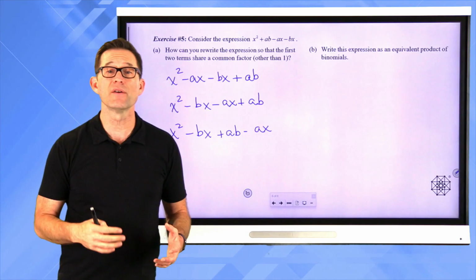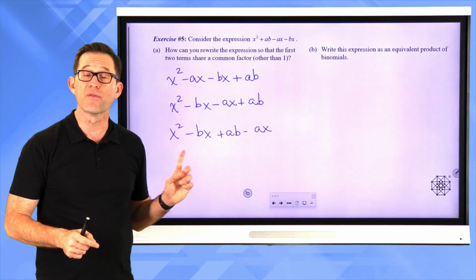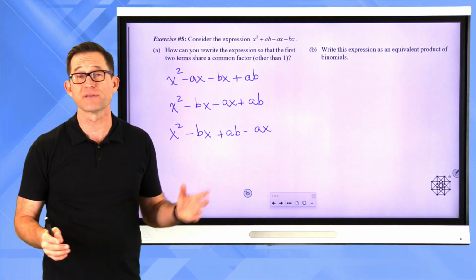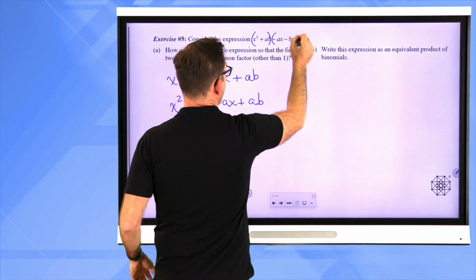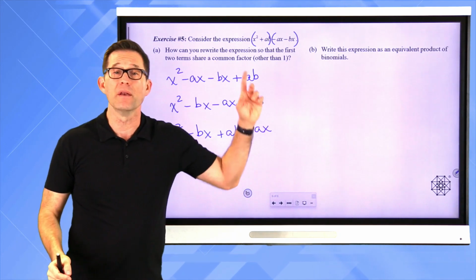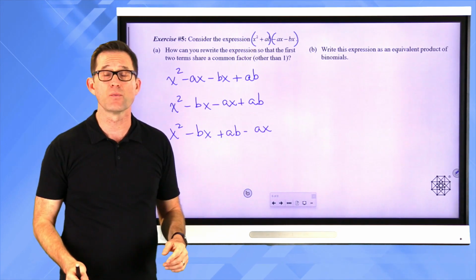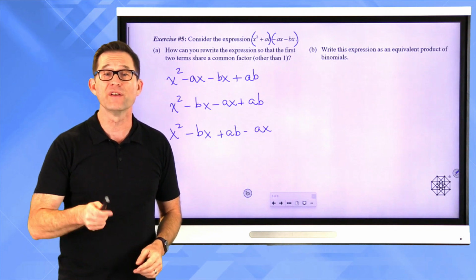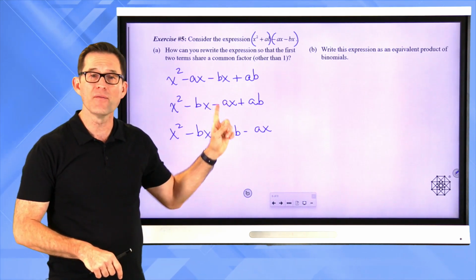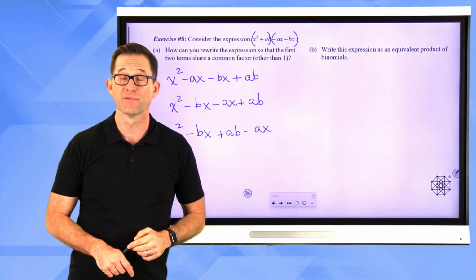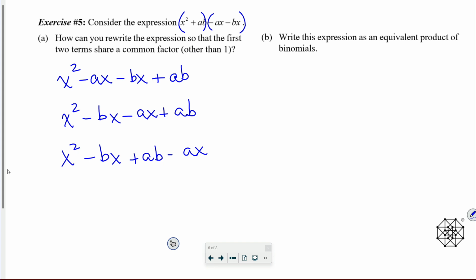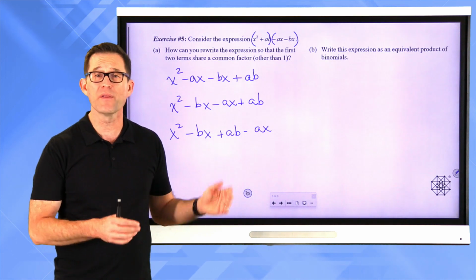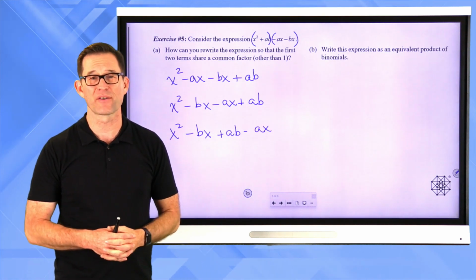All right, there's lots of different ways to do this so that you've got a common factor in the first two terms. The problem is, the way that it's written right now, if I were to group it like this, which would be fine, there would be nothing I could factor out of the first two terms, in which case I'm dead in the water with this factoring technique. But any one of these would actually let me proceed. So grab one of them and let's do letter B. Write the expression as an equivalent product of binomials. All right, awesome. Grab one of these and see if you can factor it using factoring by grouping.